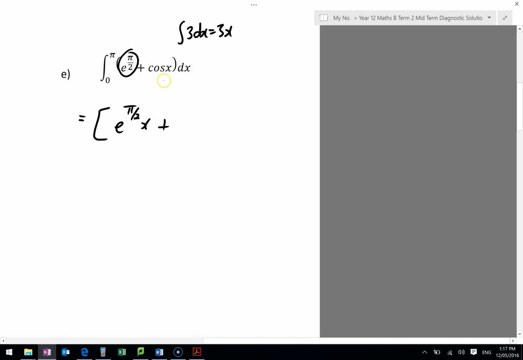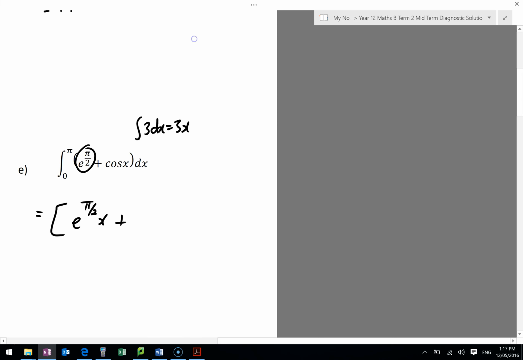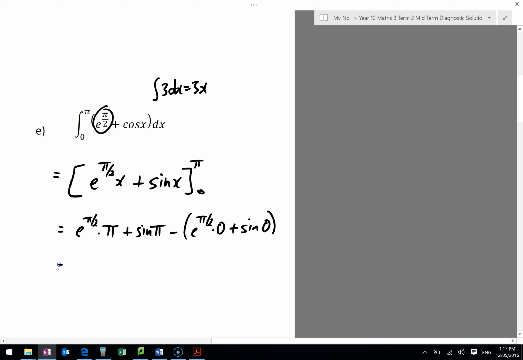Okay, plus cosine. How do I get cosine? By differentiating sine. So plus sine x, okay, between 0 and pi. Okay, substitute in pi and 0, so e to the pi on 2 times pi plus sine pi minus e to the pi on 2 times 0 plus sine of 0.